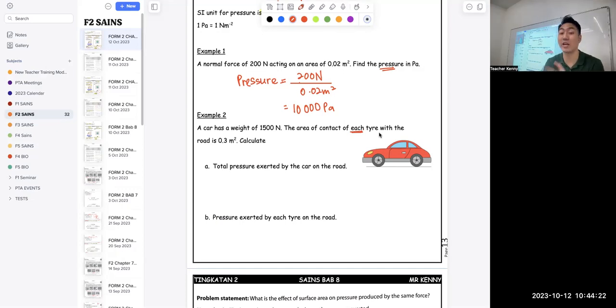Exerted is a new word I want to teach you. Exert means you exert a pressure. We don't say we push a pressure. We don't say we create a pressure. We say we exert a pressure. Understand? So, how to calculate the total pressure?